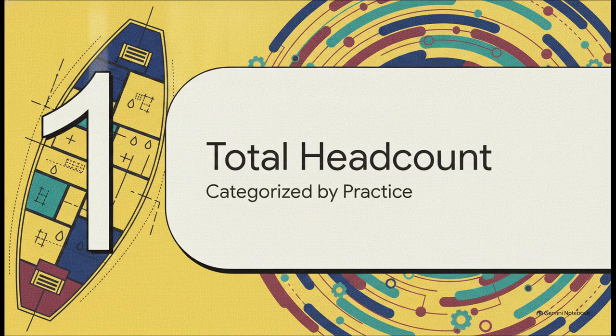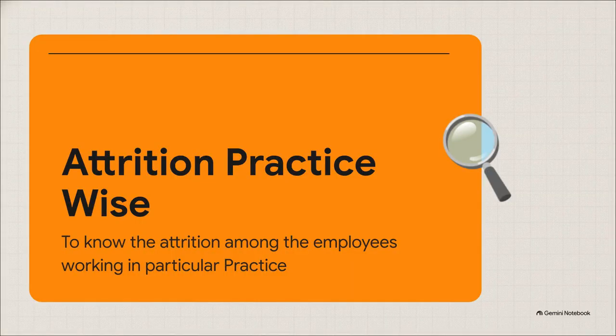All right, let's jump right into Section 1, the baseline, categorizing headcount. You really can't fix a leak in a massive ship if you don't know the layout of the ship's compartments first, right? So we've got to establish a rock-solid baseline by defining our core metric. It's called attrition practice-wise. Simply put, this just means knowing the attrition among the employees working in a particular practice. This right here is our primary investigative tool. Instead of looking at the whole company as one giant monolithic block, we're zooming in. We're diagnosing exactly where the organization is losing people, completely isolating the data practice by practice.